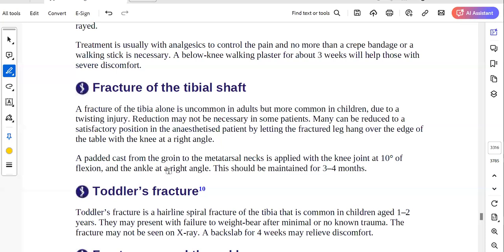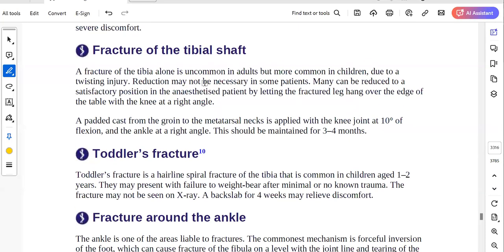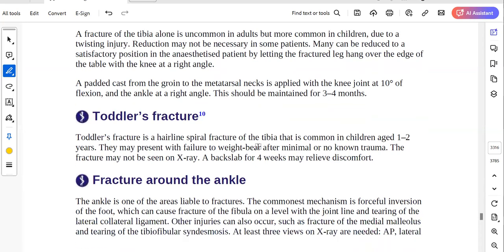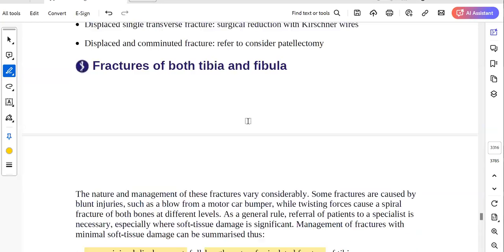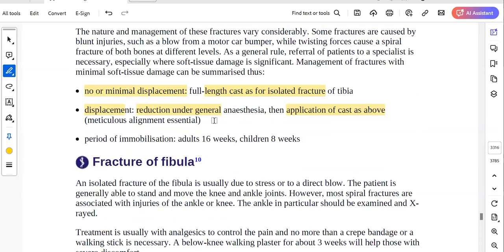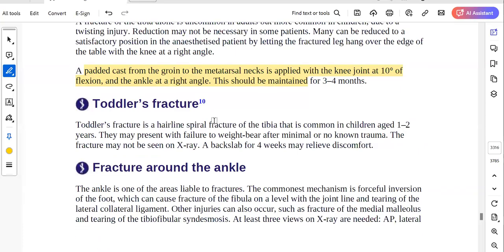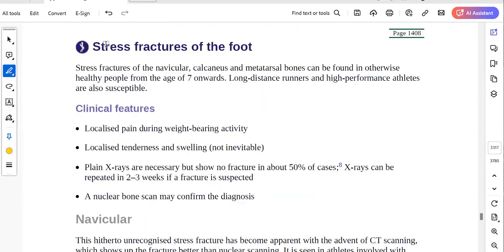Fracture of fibula is not important. Tibial shaft fracture. Tibial shaft fracture is uncommon in adults but more common in children. A padded cast from the groin to the metatarsal neck is applied. So mainly the whole leg will be in a cast. So, tibial shaft fracture and all of this, especially any kind of fractured tibia, most of those patients will go for a full length leg cast. Okay? Doesn't come in exam, so don't worry.